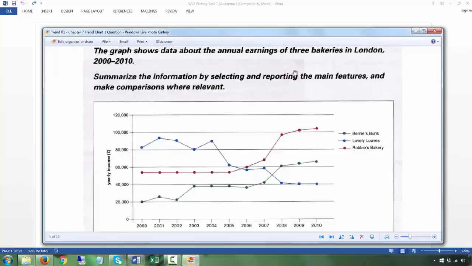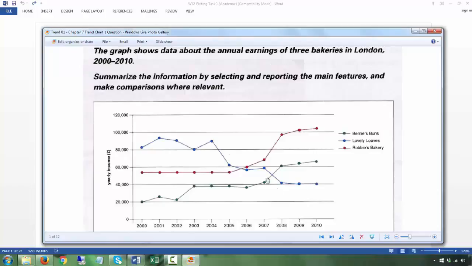So that's the reason why you have to report the main features. If you just look at this line, rather than going up, then it went down, then it increased, I would just say, okay, it fluctuated. Now I'll give you the phrases later. And then it decreased and it fell, the income fell. Now I may be a bit specific and say that from 2004 to 2005 there was a dramatic fall, and then after that it just decreased gradually.